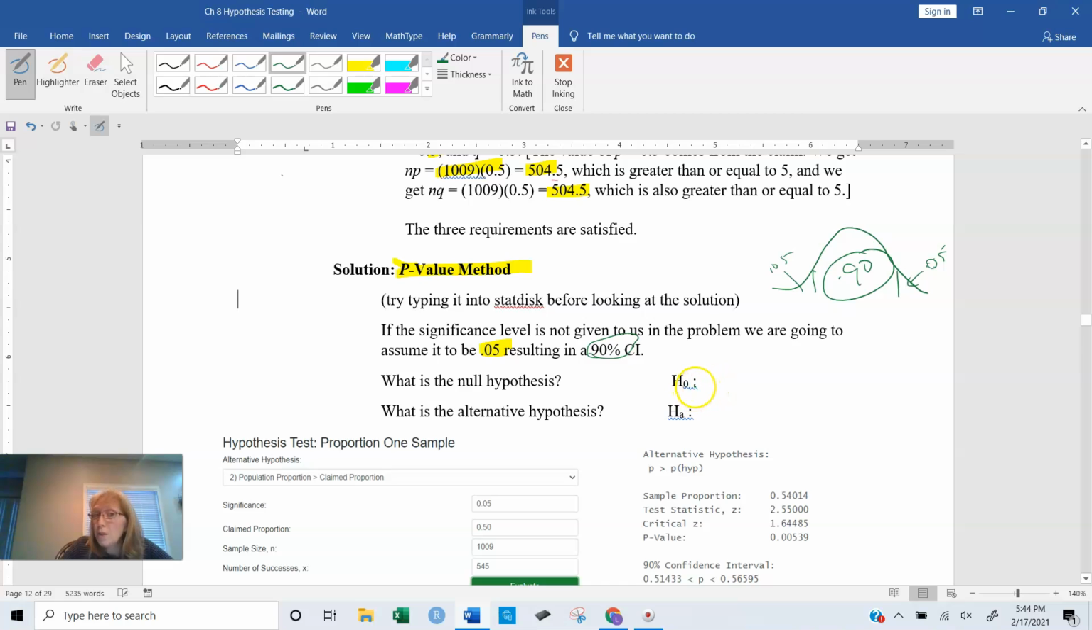Our null hypothesis, remember, is the one that has the equal, and our alternative is the one without the equal. So what is the null hypothesis for our statement? Our alternative is we want to say that p is greater than 50%. So if this is p greater than 50%, then our null has to be p equal to 50%. To get our majority. That's where that came from.